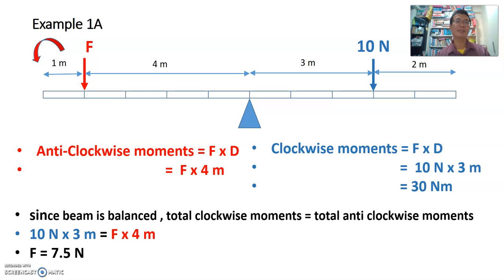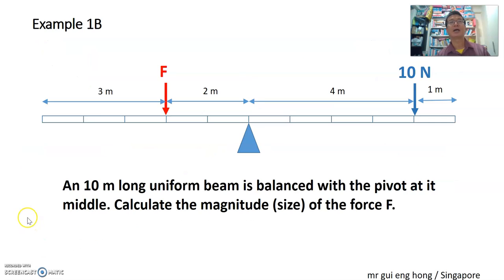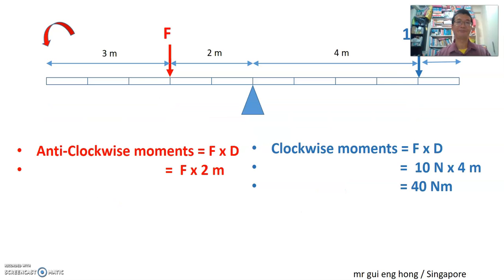Now let's look at one more example for two forces acting on the beam. Now I've shifted the force F to here and shifted the 10 Newton to the right. Now we are supposed to calculate the force F such that the beam is balanced. So again, we must find the clockwise moment, find the anti-clockwise moment, and then they must balance. So the clockwise moment, 10 Newton times 4. The anti-clockwise moment, F times 2.